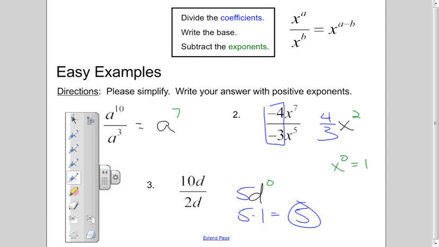So if you went back and looked at the problem and said, well, 10 over 2 is 5, and d over d cancels to 1, you don't need to write the 1, so it's really just 5. Both are completely acceptable.